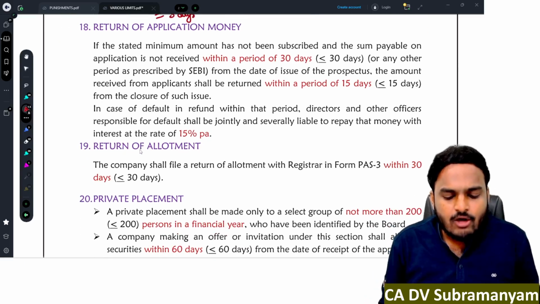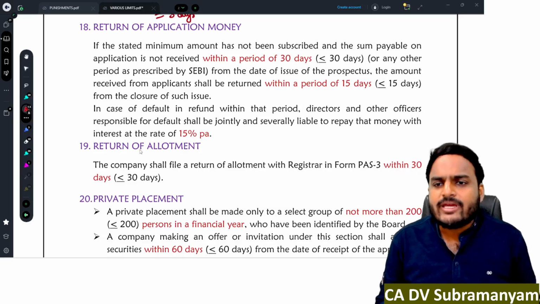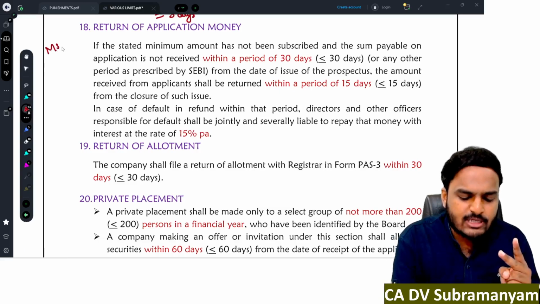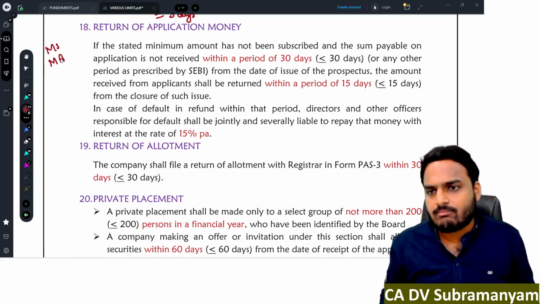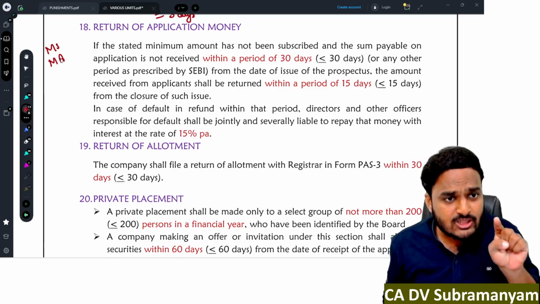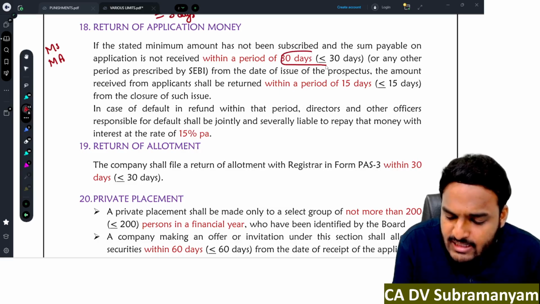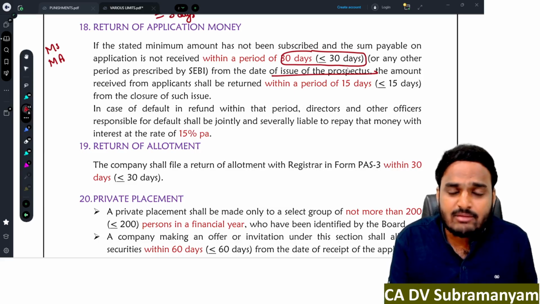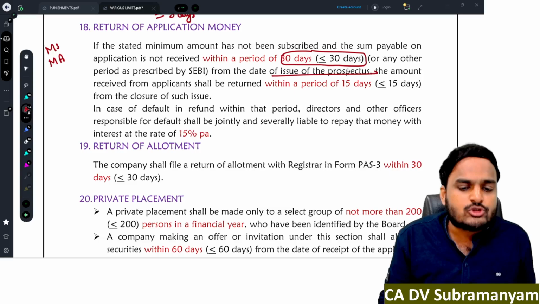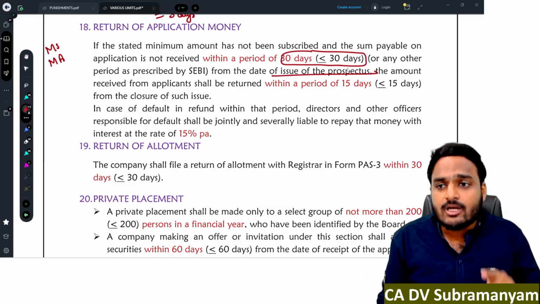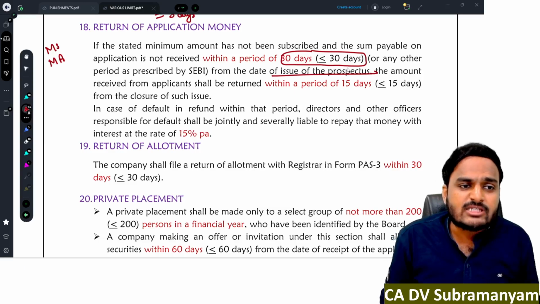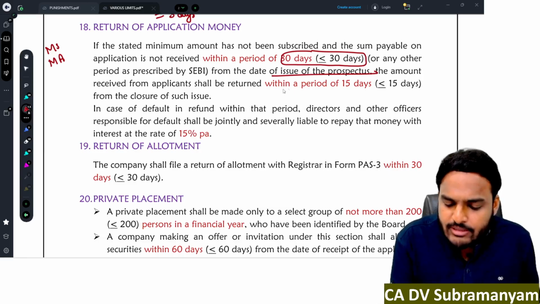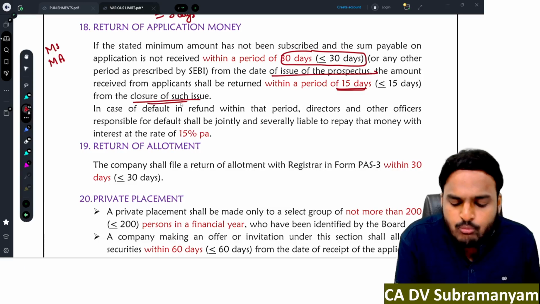Next one, return of application money. For making allotment of securities, company has to satisfy two conditions. One is minimum subscription and the other one is minimum application money. And company has to satisfy these two conditions within a period of 30 days from the date of issue of prospectus. So here the time limit is within 30 days from date of issue of prospectus, company has to satisfy minimum subscription condition and minimum application money condition. If not satisfied, then the application money shall be returned within a period of 15 days from closure of issue.